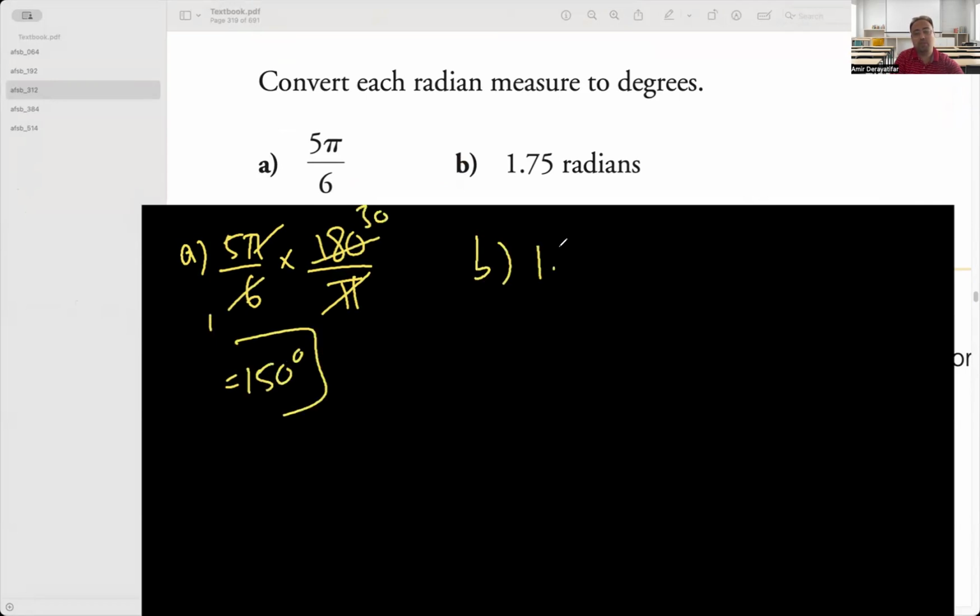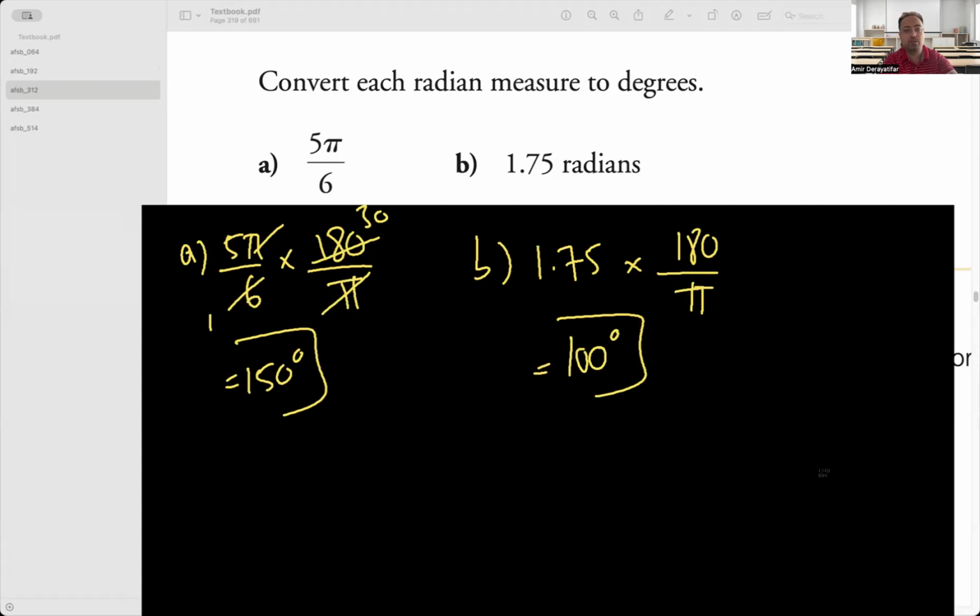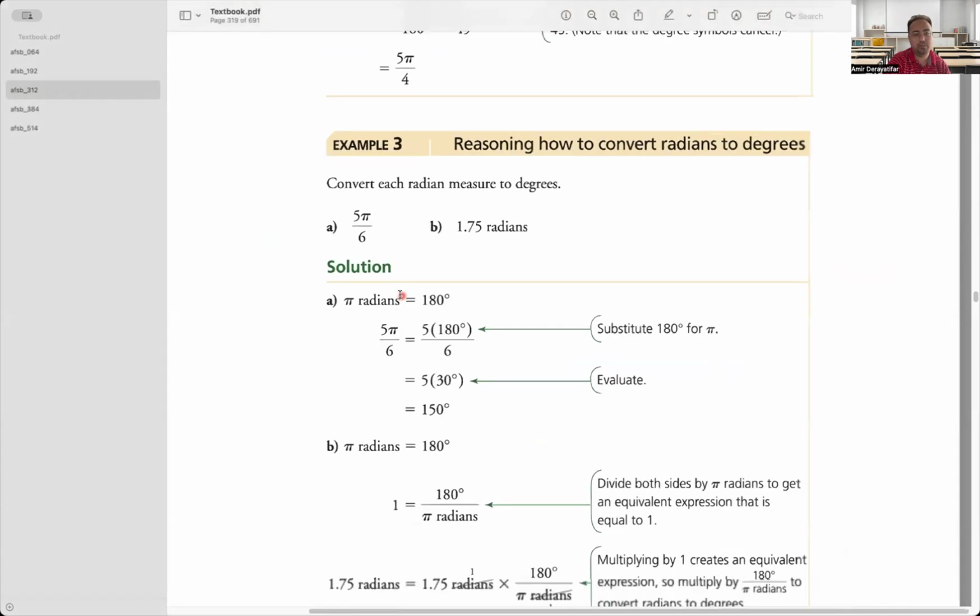Okay. Part B, 1.75 radians multiplied by 180 over pi. To the nearest degree, I have to just plug it into my calculator. 1.75 multiplied by 180, and make sure you put the pi in your calculator. Don't put 3.14. To the nearest degree, that would be 100 degrees, because that's 100.3. Okay, cool. So radians to degrees, multiply by 180 over pi. Alrighty.